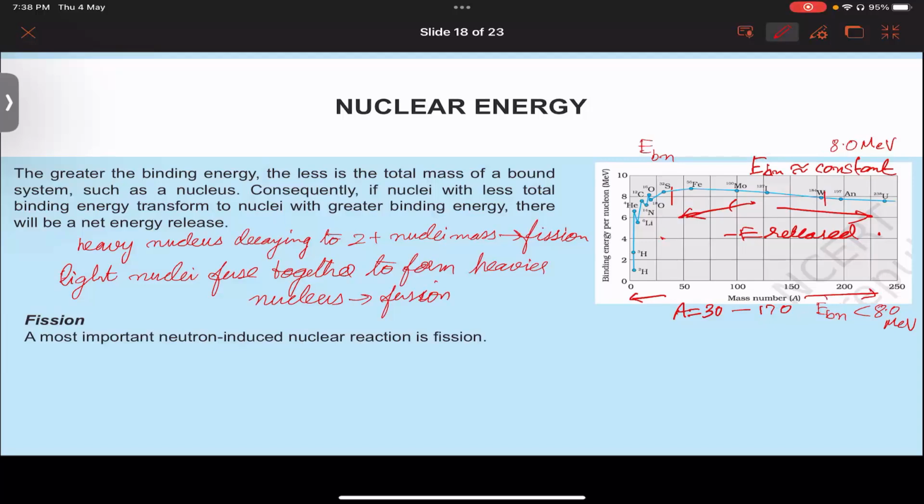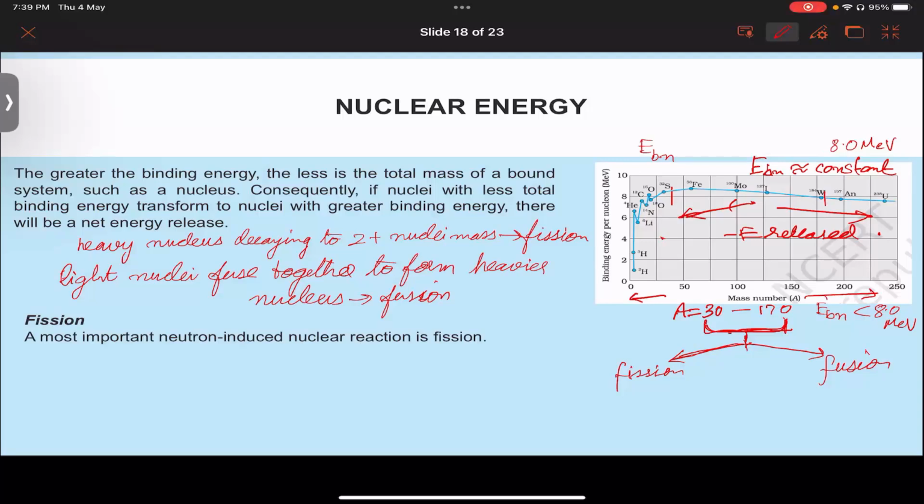So for any of the elements that have A between 30 to 170, if it is decaying and coming to the lower spectrum of the atomic mass number, you will have fission. And if any of these between 30 to 170 is fusing together to form a bigger, heavier nucleus, that is actually fusion. So first we will see fission.